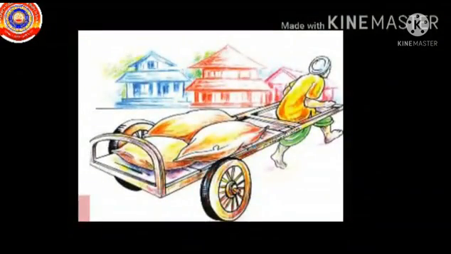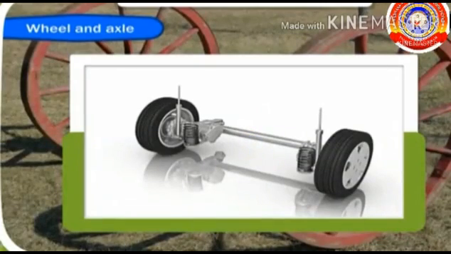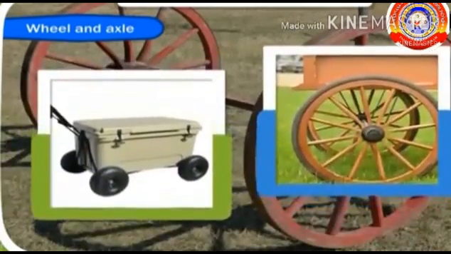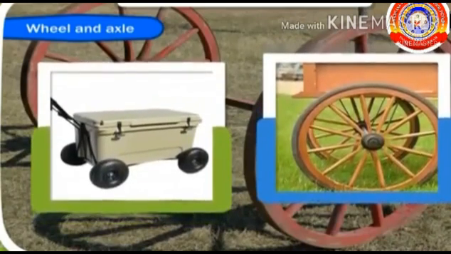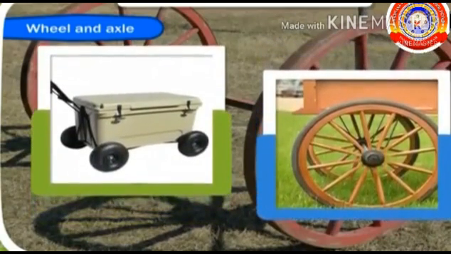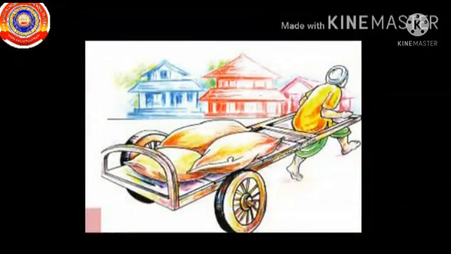See how a handcart is pulled. There is a rod connecting both the wheels here. This arrangement is the wheel and axle. Can you now see how the arrangement of wheel and axle helps the handcart to carry heavy loads?